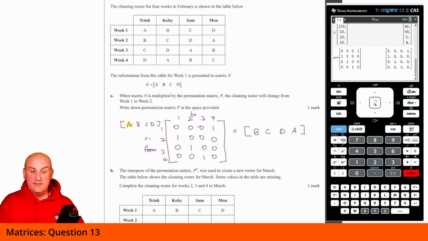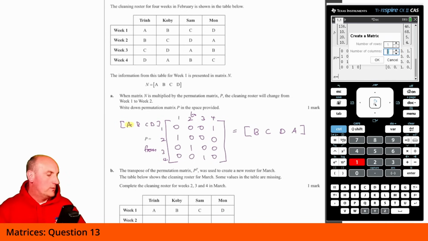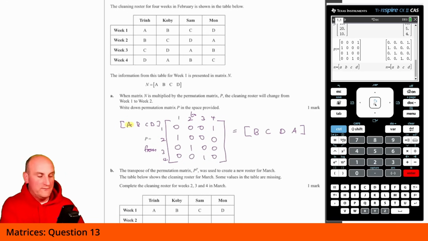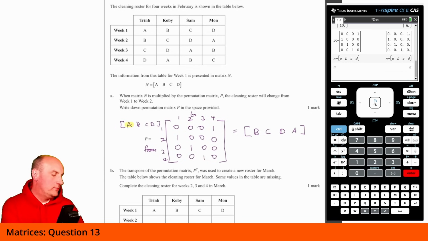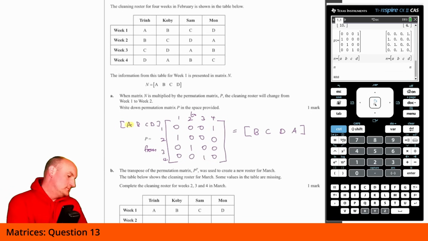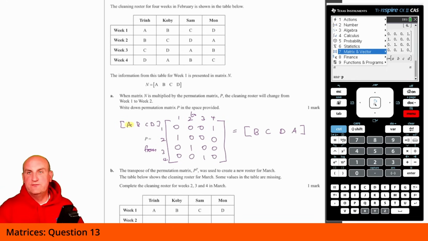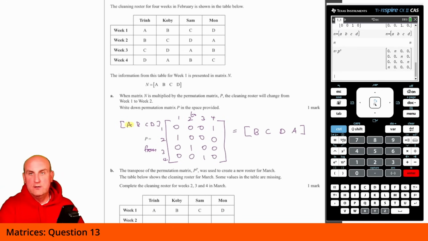And what I want to do now is work out how I change this around. So let's put in another matrix. Let's call it N. So N became equal to, and this time I want a 1x4, because otherwise it's not going to multiply properly. I've got A, B, C, and D in there. There we go. So if I now do N, and I want to do answer times P, and I want to do the transpose of that. So matrix and vector transpose, and there we go.